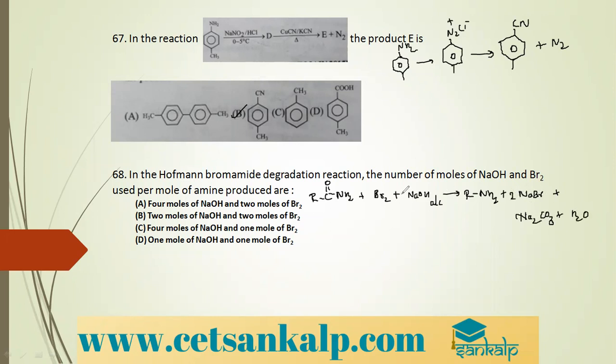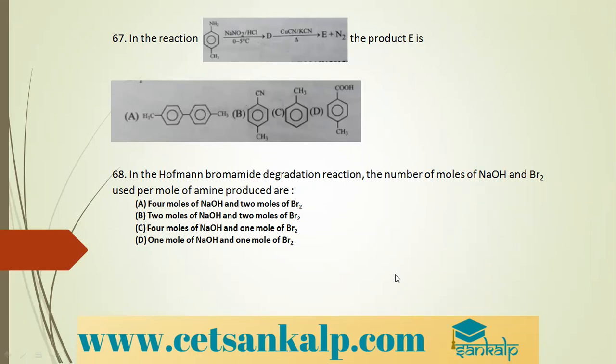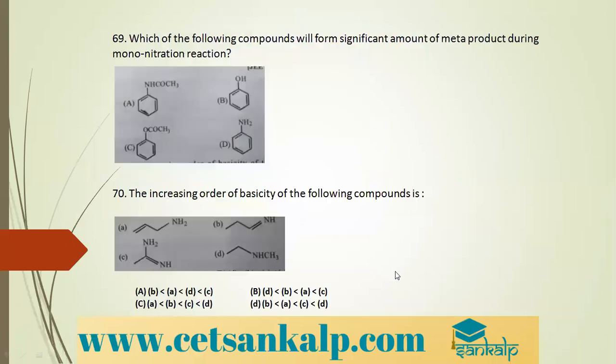Bromine, there are 2, so I'll balance by writing 2 here. So 2 plus 2, 4. So 4 NaOH means there will be 4 water molecules. What is the question? Number of moles of NaOH and Br2 used. So 1 mole of Br2 and 4 moles of NaOH. You should know the byproducts, and you should always know to balance the reaction.